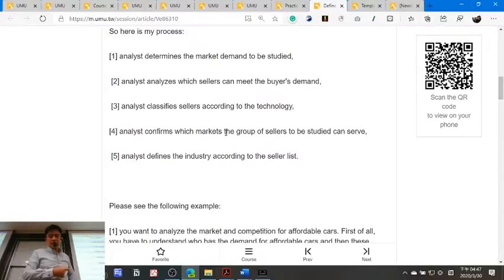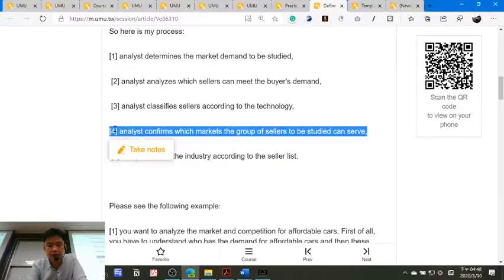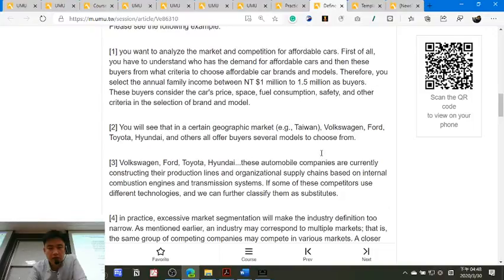And step 4. Later we want to expand our analysis. We will see some competitors. We will see the major competitors might serve multi-markets. And finally, we will confirm the final seller list. The only thing I want to highlight is step 4 here, and that is to confirm which market the group of sellers to be studied can serve. Alright, so let me give you this case.